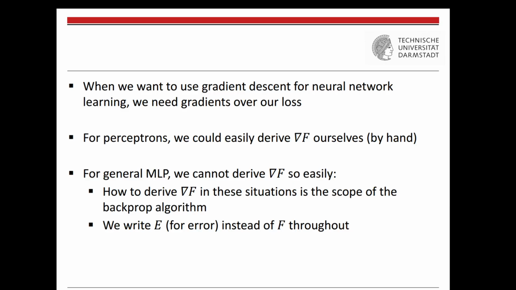For perceptrons, we could easily derive the gradient of the loss function ourselves by hand, so we could just calculate it if we wanted to do that. In general, however, we cannot do that so easily. And how we do that, that is the scope of the Backprop algorithm. And we write E for error or loss instead of F, as we did in the general introduction.